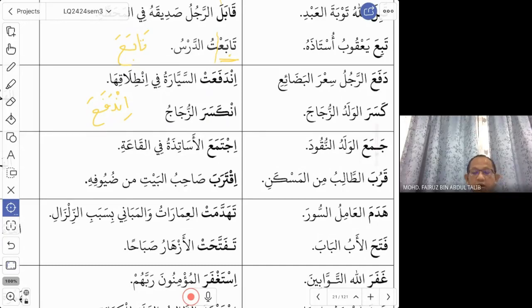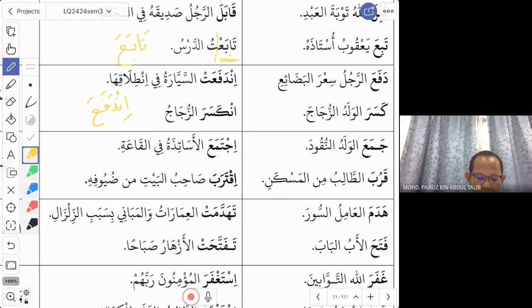Another fi'il, kasara. Three-letter fi'il. So obviously a three-letter fi'il is fi'lun mujarrad. Kasara means to break something, you say kasara. Kasara al-waladu az-zujaj. The boy broke the glass. Zujaj is the glass, like the glass of your window, that is called zujaj. Kasara al-waladu zujaj. So the boy broke the glass.